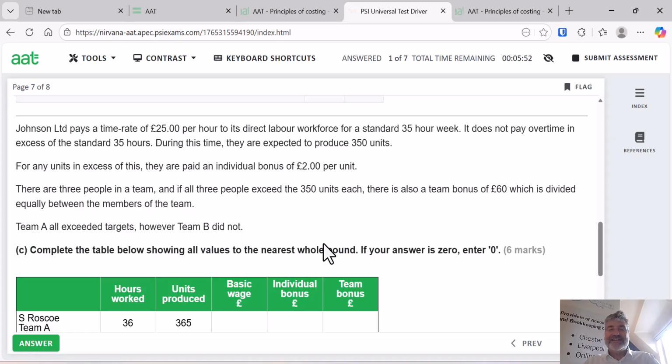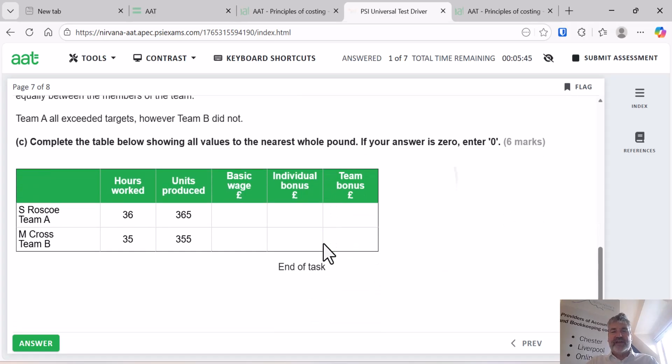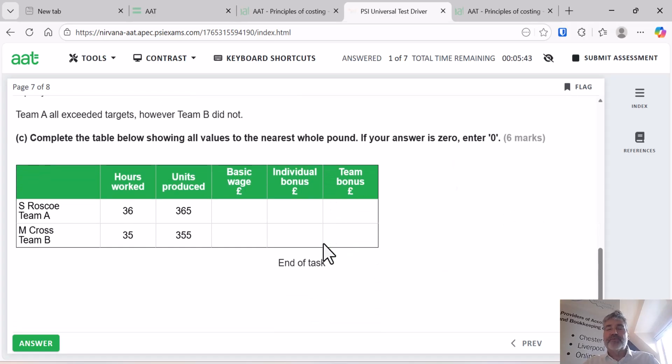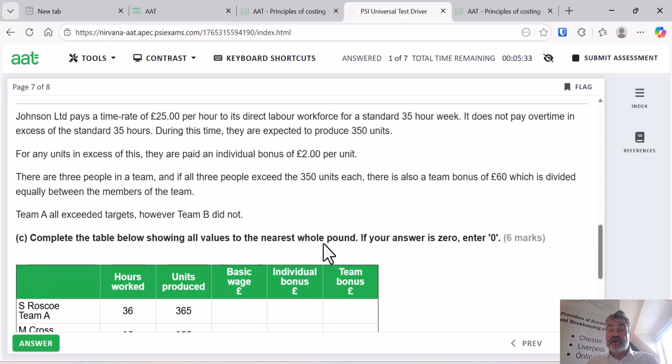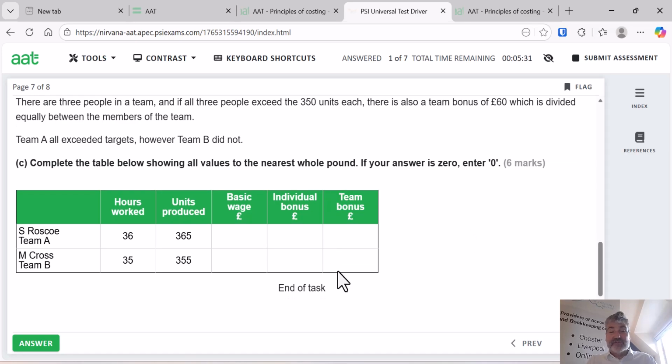Team A exceeded all targets, however, Team B didn't. So let's use that information to work out what we're going to be paying each of these employees. So Roscoe is in Team A to start with. Roscoe is going to get a share of that team bonus. He's going to get a third of that £60. So I'm going to pop that £20 in straight away.